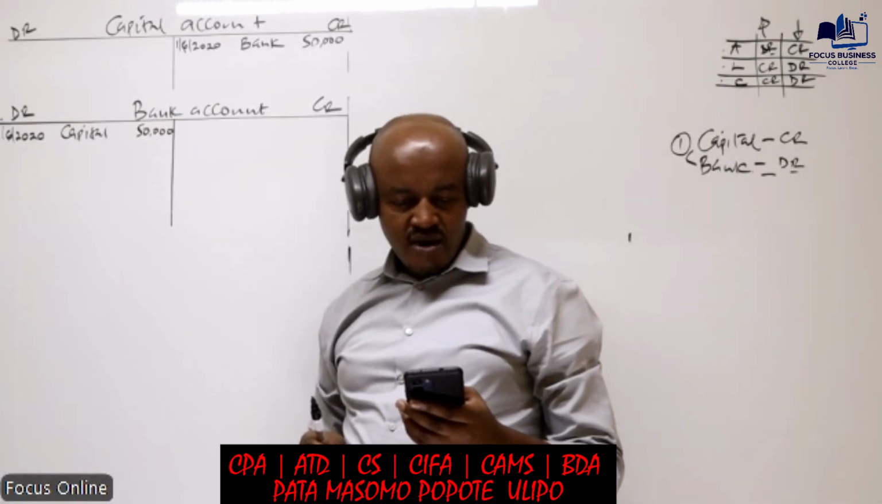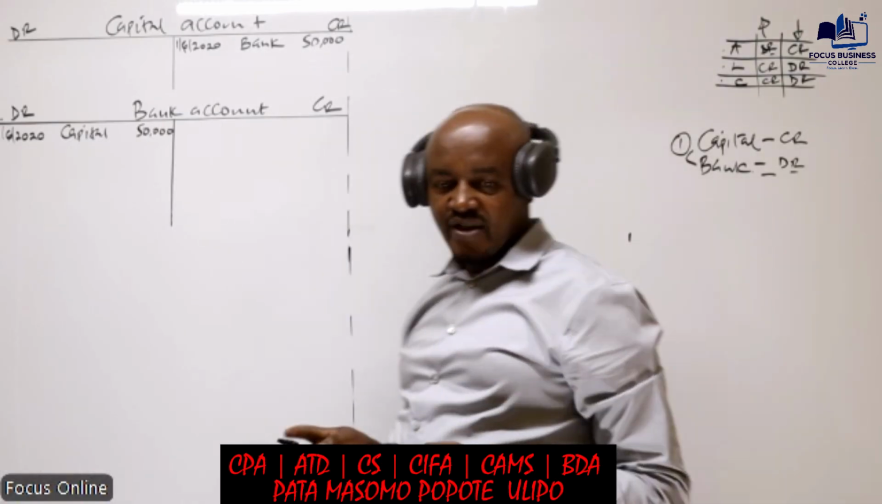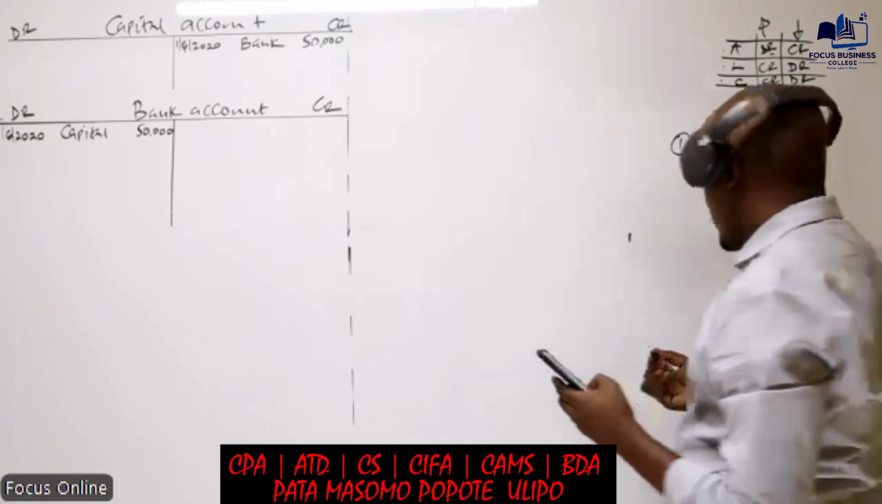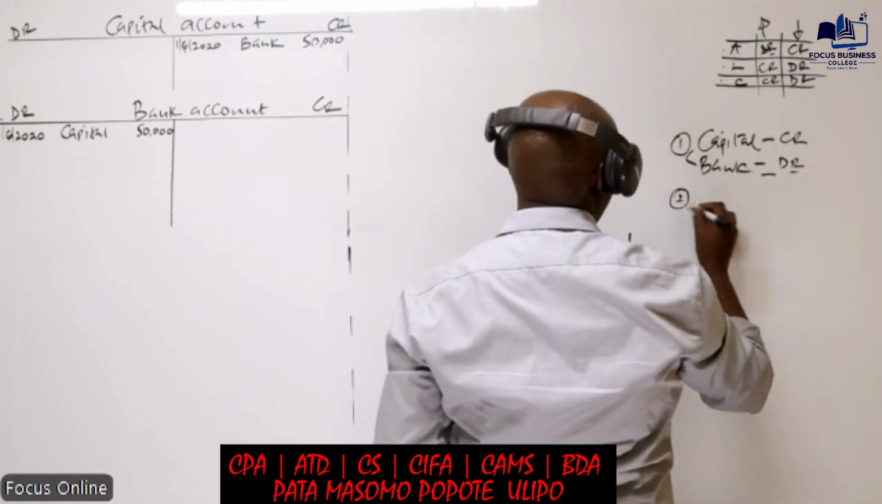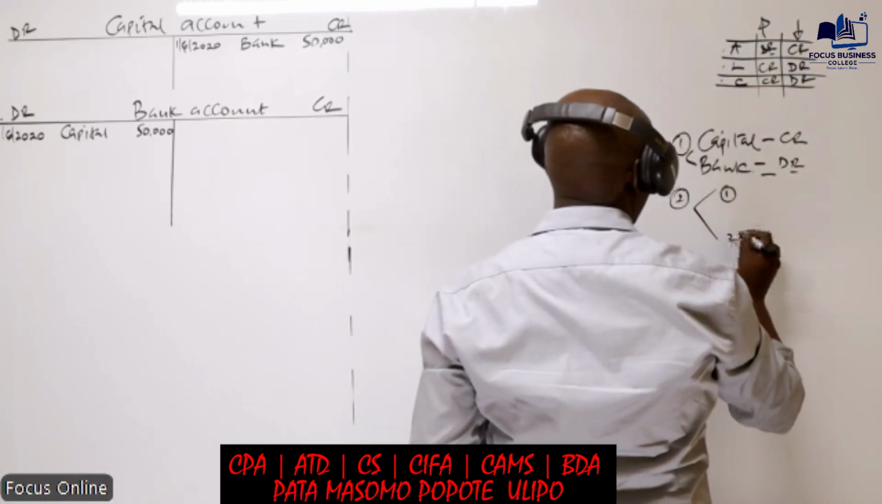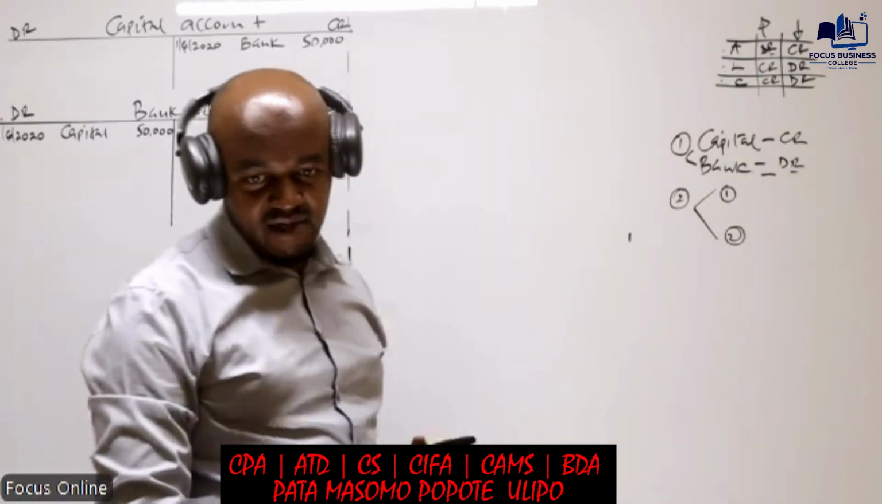We are told: bought a motor van, paying by check shillings 12,000. A motor van. So basically, what will this one affect?